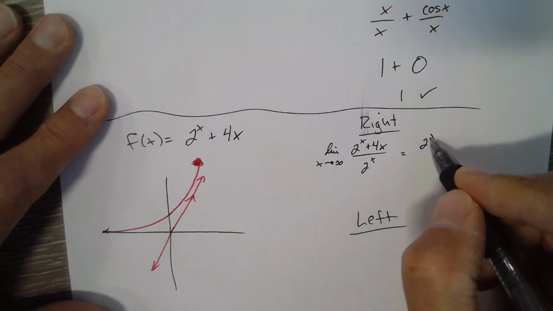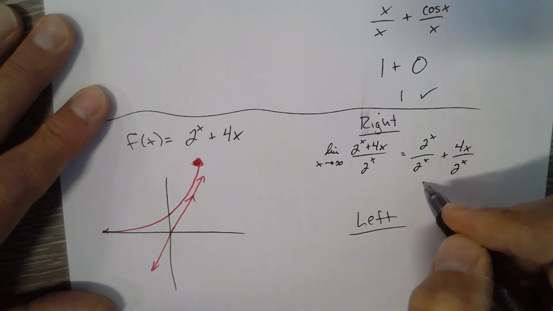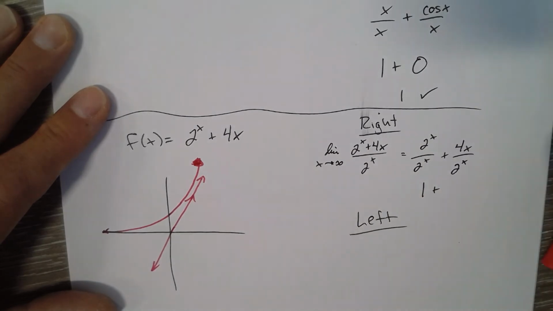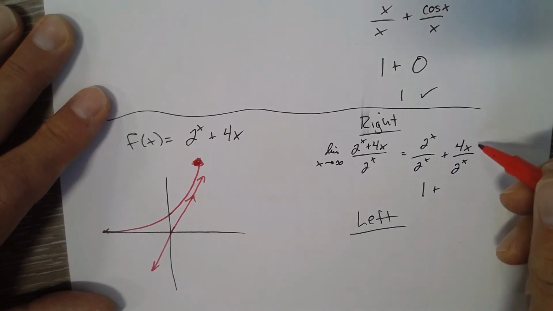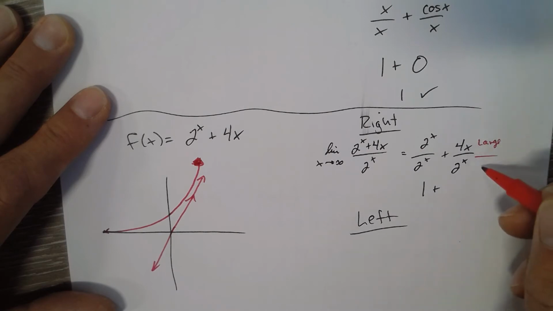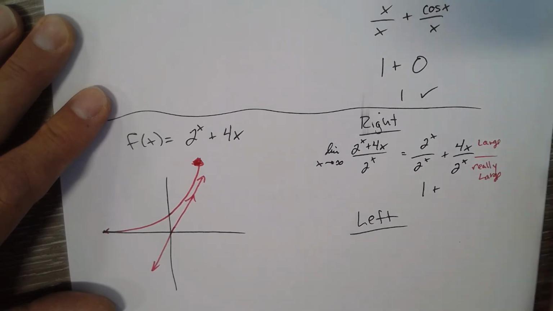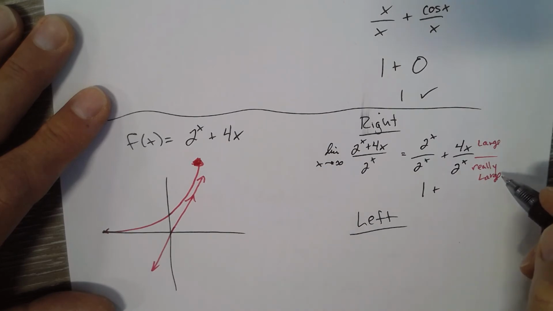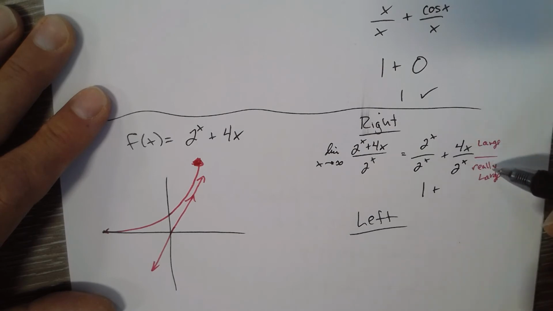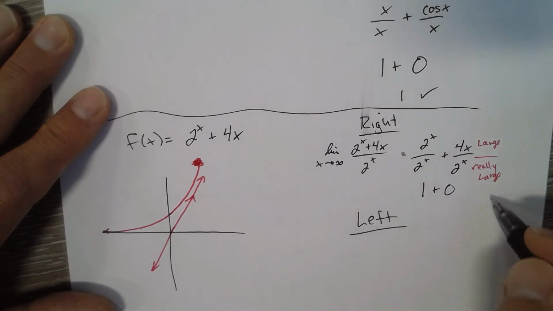So we get 2 to the x over 2 to the x plus 4x over 2 to the x. So that's 1 plus, now what happens? We've got 4x, which as x goes to infinity is large, I mean, that goes to infinity. But 2 to the x is really large. It's bigger than a linear relation. It's an exponential one. So the more dominant one is on the bottom. So even though the top goes to infinity, this quantity is going to end up becoming 0 because it's more dominant on the bottom. So 1 plus 0, we get 1.